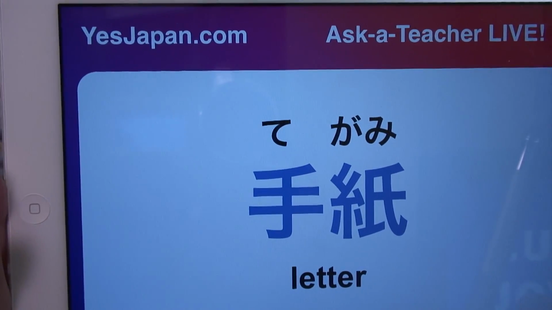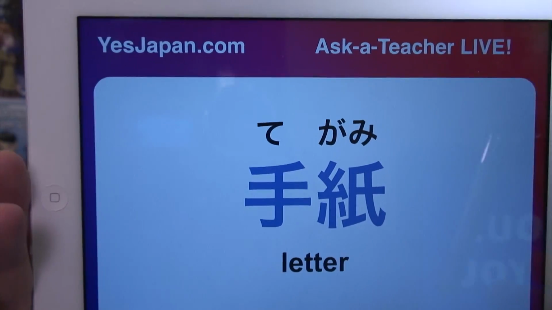And you'll notice that the ka is turned into a ga. Tegami, letter. Tegami. Is it typical? Absolutely. It's very typical that the second word in the combination becomes voiced. All right, let me show you something.